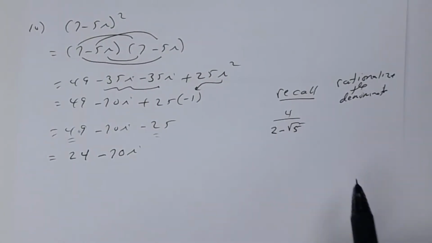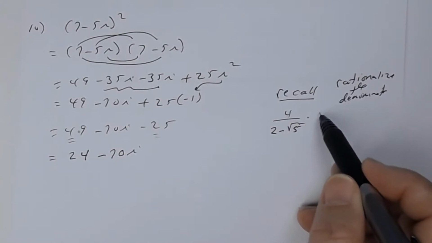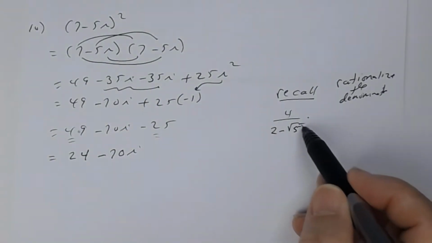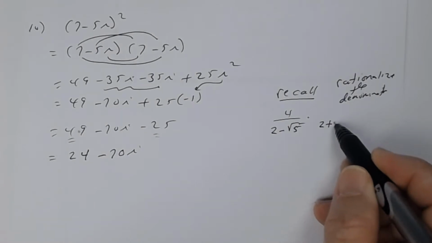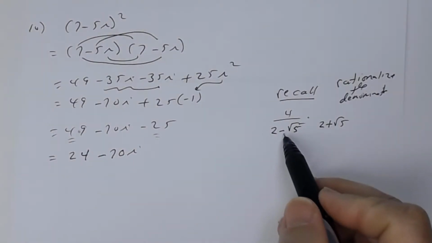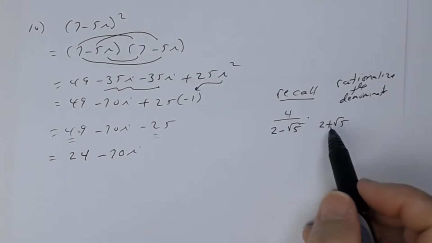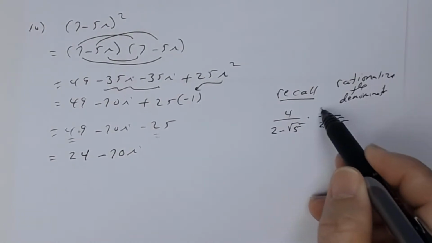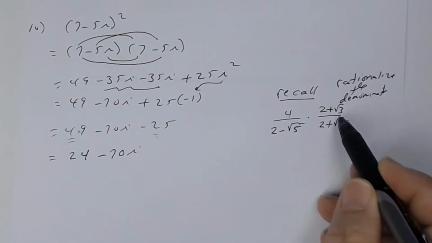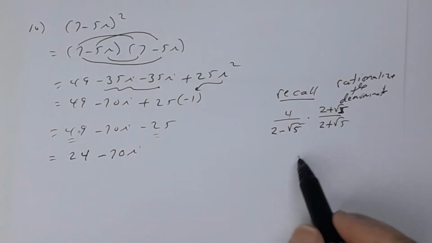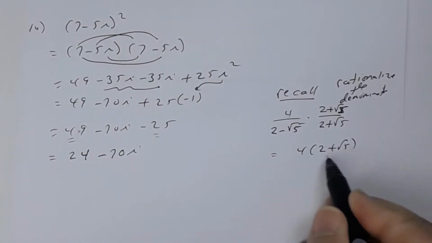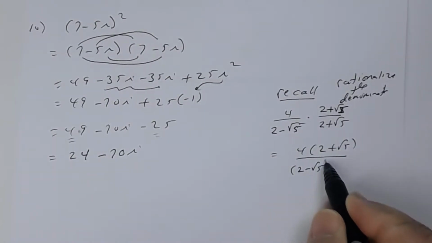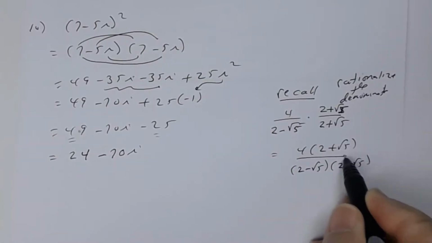And so to do that, what you did was you multiplied the numerator and the denominator by the conjugate of this irrational number. So the irrational conjugate of 2 minus square root of 5 is 2 plus the square root of 5. So you just change the middle sign. But what I do to the denominator, I have to do to the numerator. Okay, just like that. So basically, if you write this as one fraction, you get 4 times 2 plus the square root of 5 divided by 2 minus the square root of 5 times 2 plus the square root of 5.